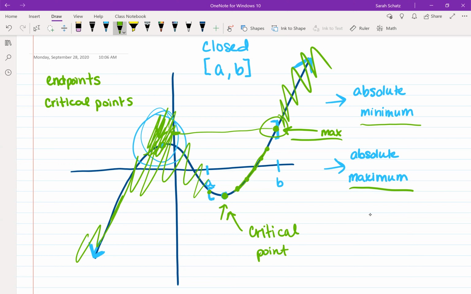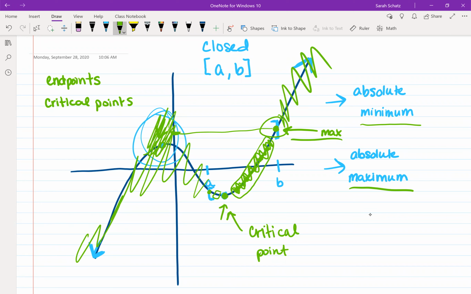So again, can you see why you would not have to even try to check any value here or even here? You guys, if it's not an endpoint or it's not a critical point, there's no way that it could be a max or a min on my interval. These are all just going to be in the middle of critical points and endpoints.